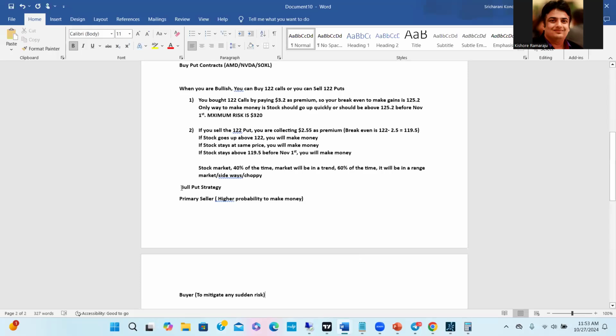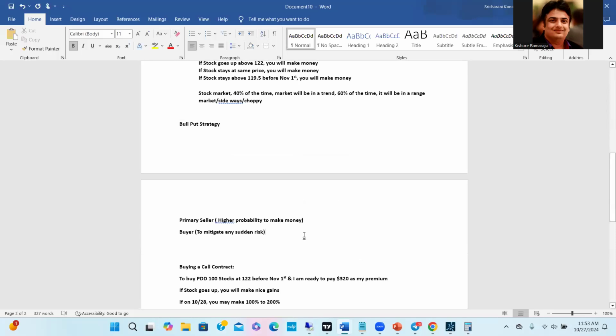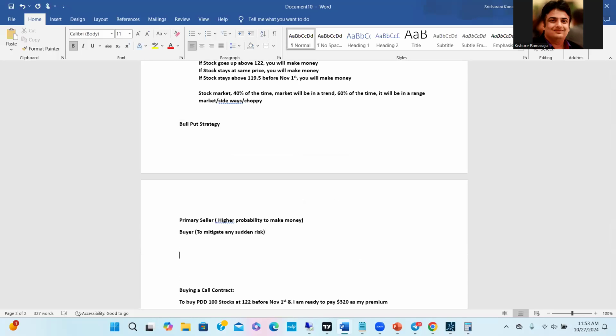So now what I'll do, I know by selling a put, I have more success. So I'll sell 122 put. But if suddenly it goes down, I have high risk. So what I'm doing, I'll also buy maybe 120 put or 119 put.